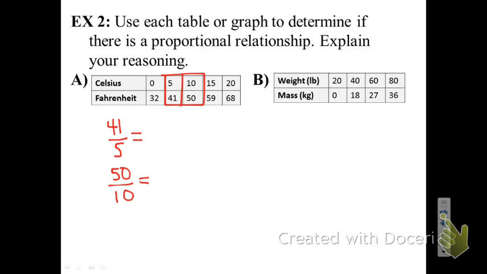41 divided by 5 is 8.2, and 50 divided by 10 is 5. Now, because these are not the same, then it is not proportional, and we would say no, this is not proportional because the ratios are not equal.